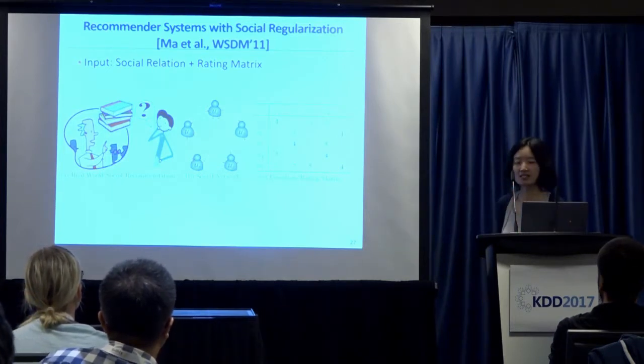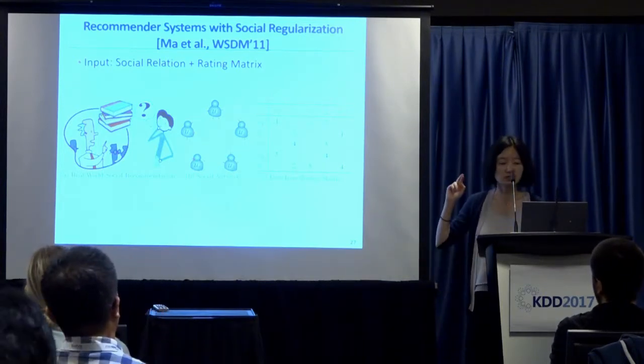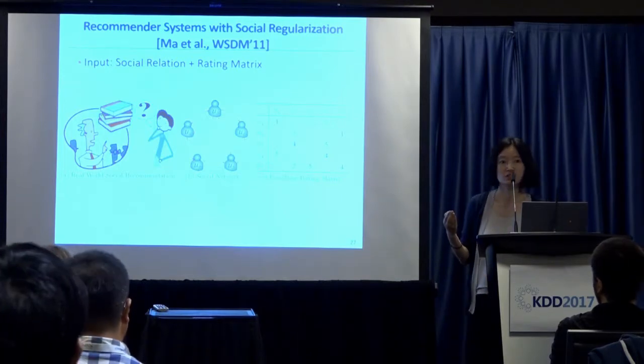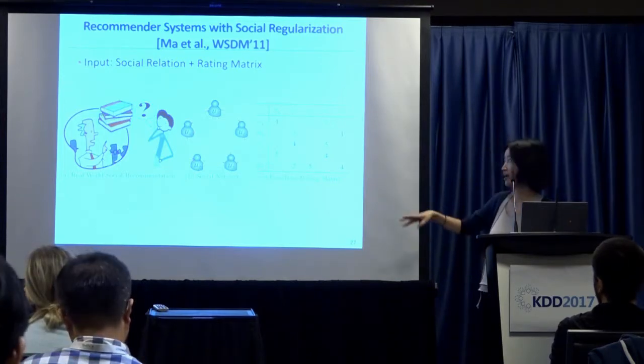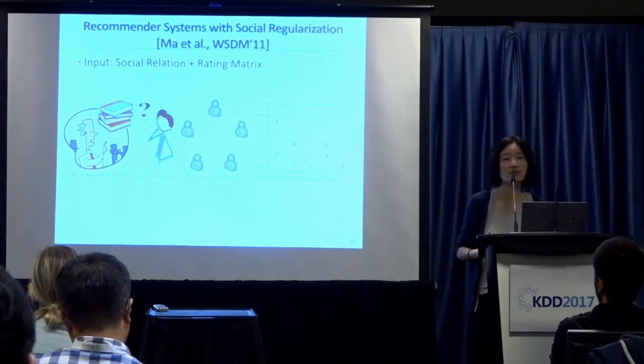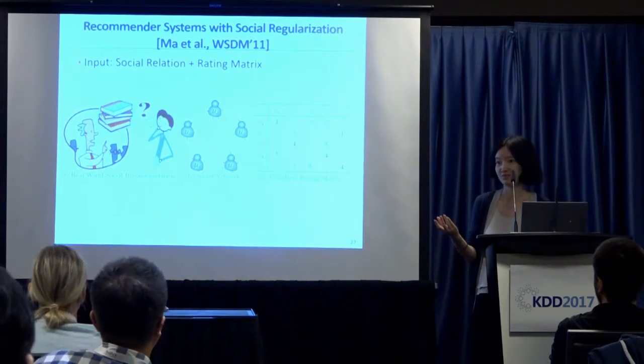Okay, so now let's start with a very simple example. Here we do not consider heterogeneous links. Let's just say we have this user item matrix here, and we only observe one type of link, which is the friendship link between the users.